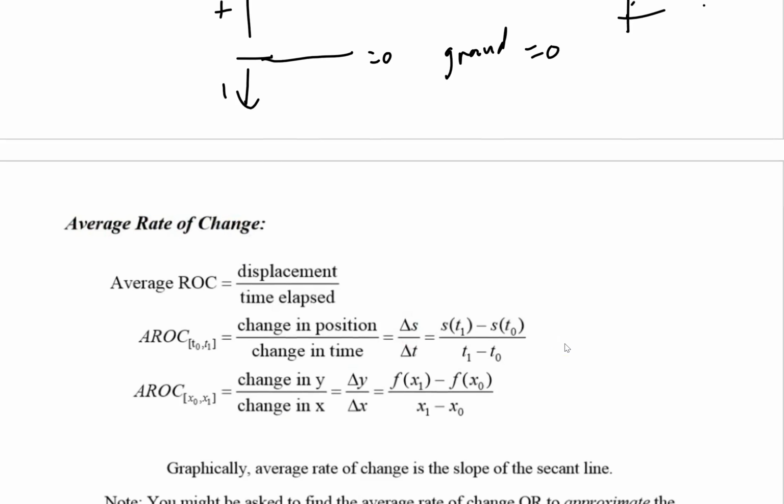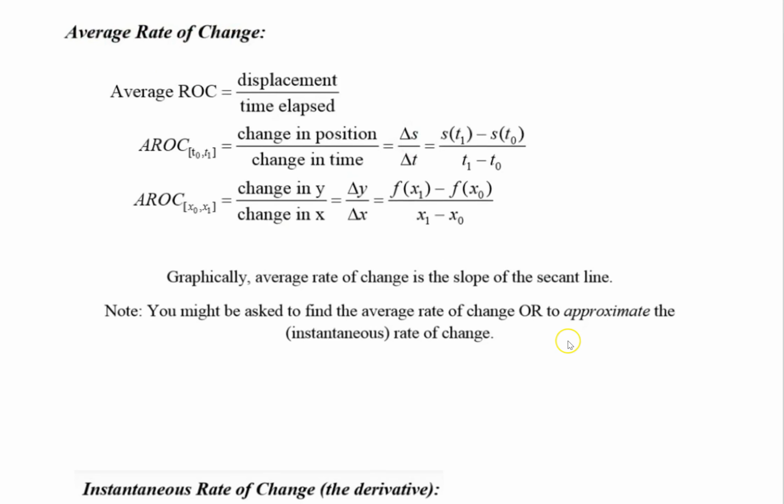So, average rate of change. If you see the words average rate of change, that's the slope. That's all it is. It's displacement over time. If you look at all these formulas, that's the slope. The slope of a secant line is the slope. So if I ever ask you to find the average rate of change, just find the slope. Again, I cannot stress that enough.